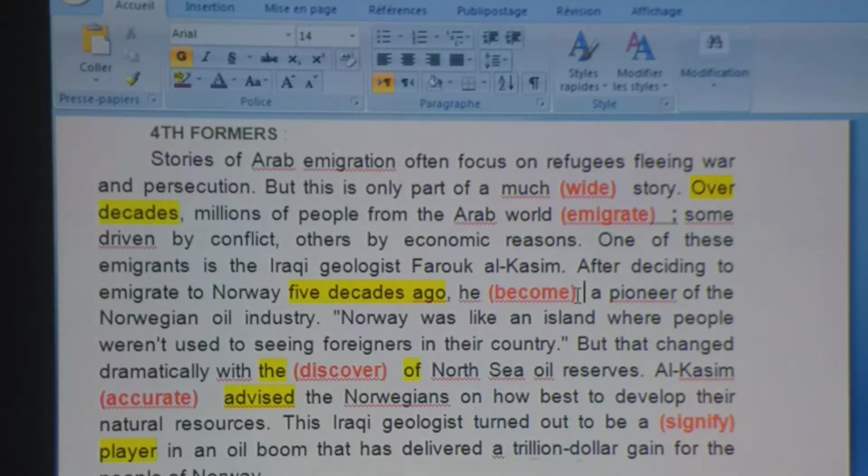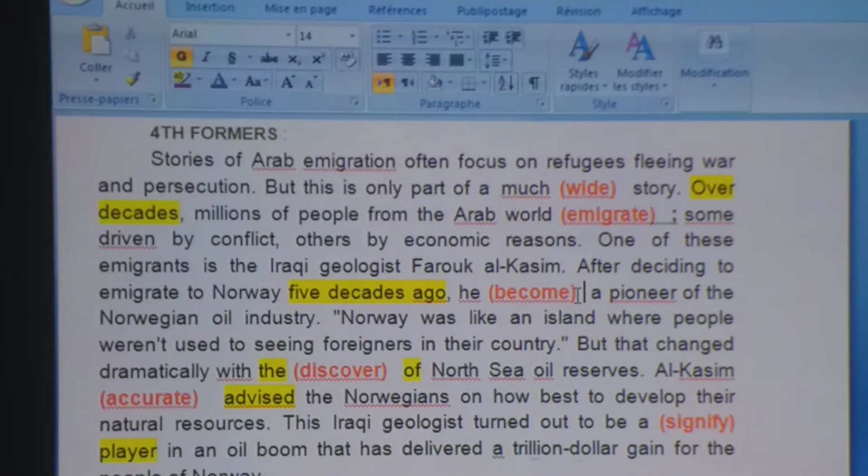Stories of Arab emigration often focus on refugees fleeing war and persecution. Fleeing here means escaping. But this is only part of a much wide story. So here the word that I'm supposed to put in the right form is wide. So what am I supposed to do? The mistake that most students make is that they concentrate on the word wide, and they start thinking, is it wide, wider, widen? No, this is not the way it works.